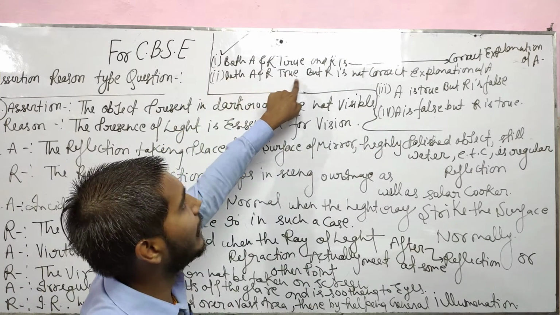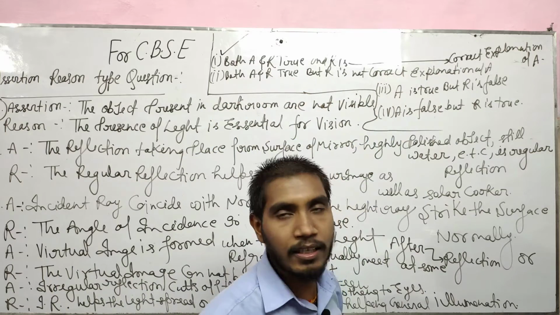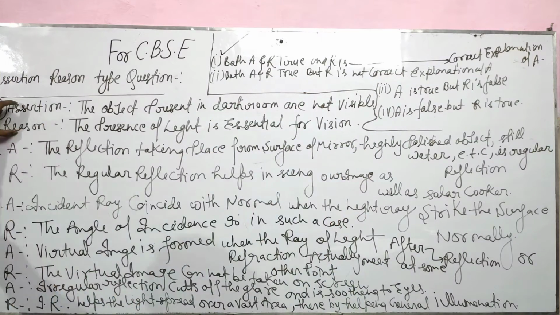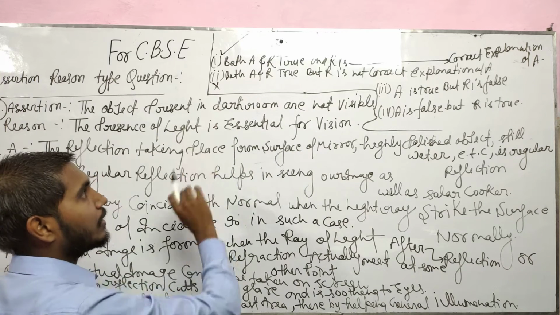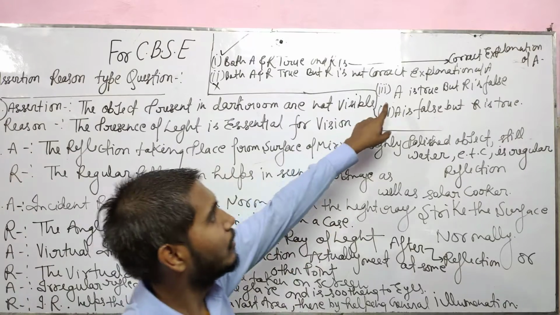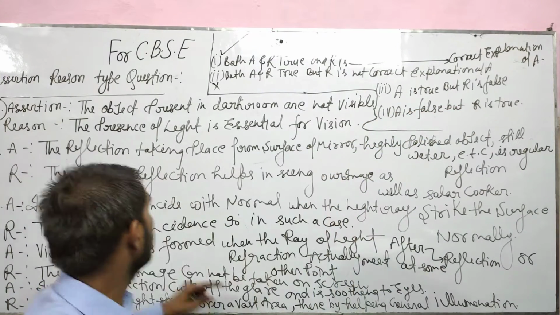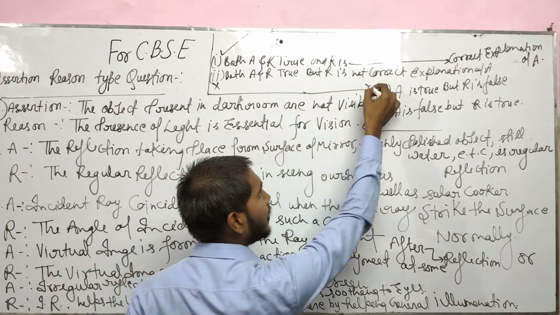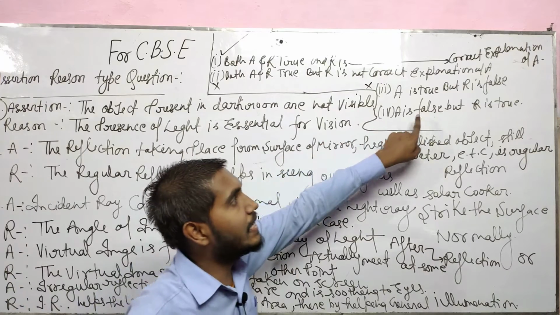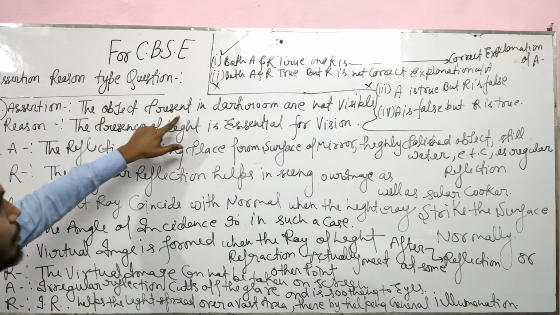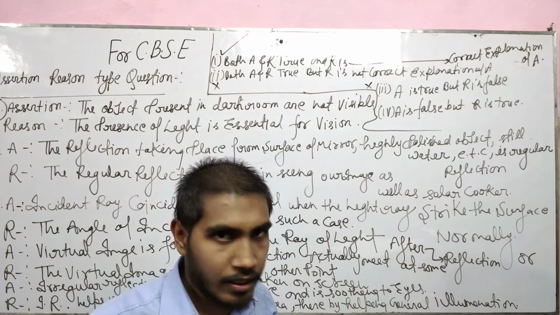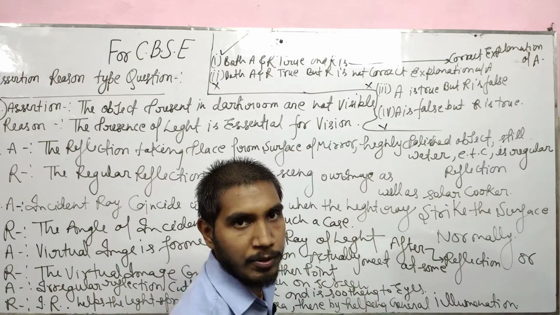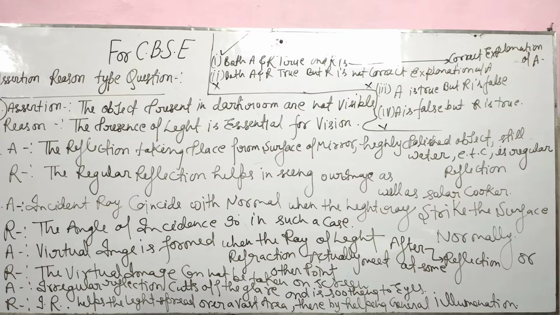Second option: both A and R true, but R is not the correct explanation. Wrong, because for this question R is the correct explanation of A. So this is not possible. Third: A is true but R is false. No, R is also true, so this is also not an option for the first question. Fourth: A is false. Where is A false? The objects present in a dark room are not visible. It is right, not false. So this is also not an option for question number first.